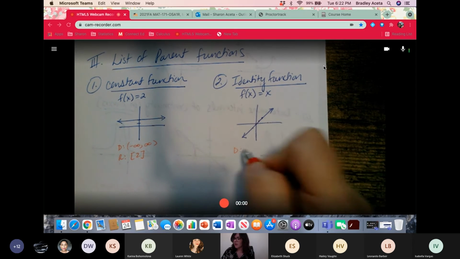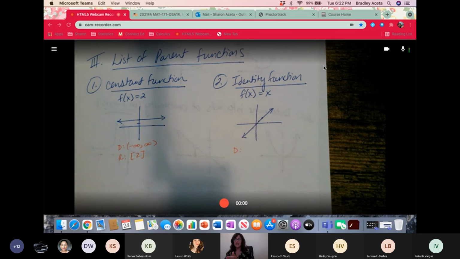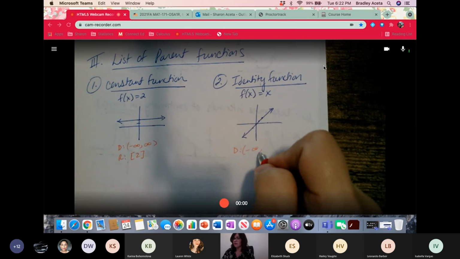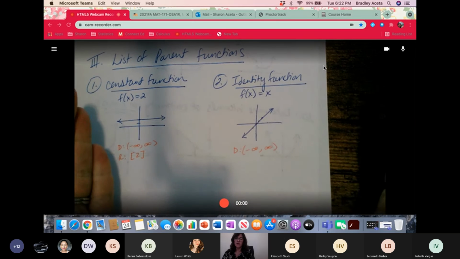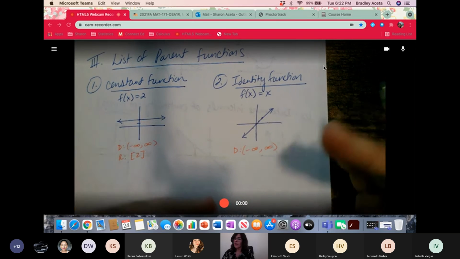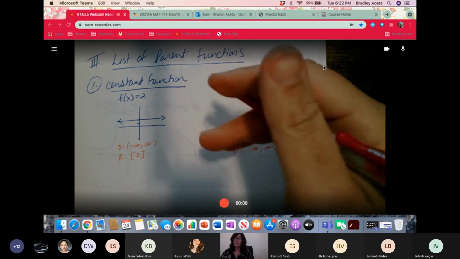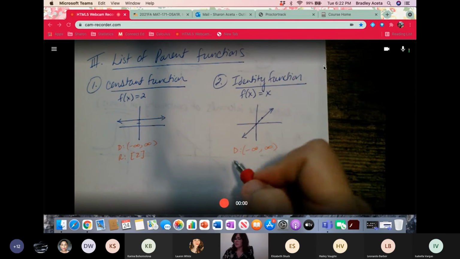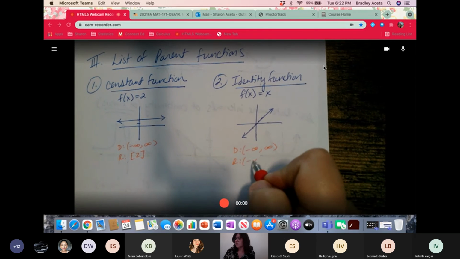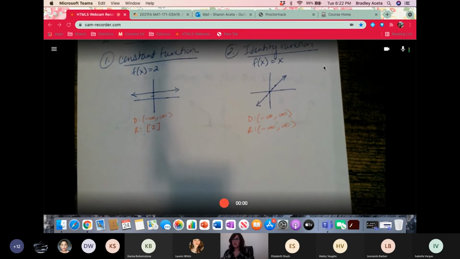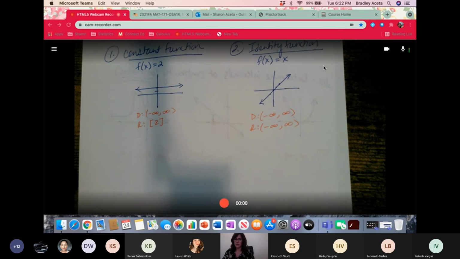Okay, so if I asked you what would be the domain, how wide is this graph going to get along the x-axis? Well, it too is going from negative infinity to infinity. It's going to go along the x-axis the entire time. How tall is this thing going to get? Well, my hands would have to keep going up and going down at the same time. So the range would also be negative infinity to infinity. So there's your two basic lines that we'll have for functions.